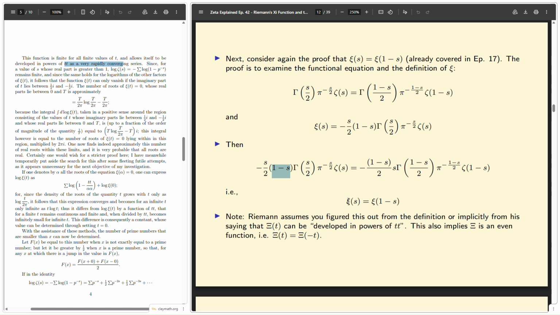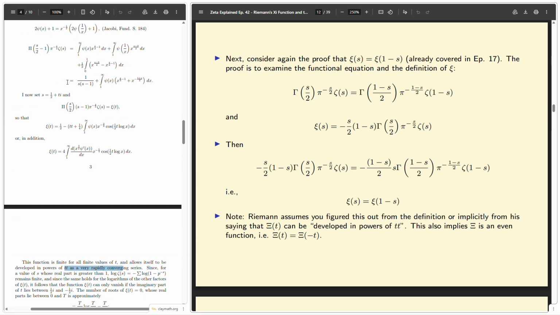Riemann either assumes you already know this because you're good at math and you already figured this out from what he wrote before, or implicitly from when he said that this capital C function can be developed in powers of tt. In particular, if you can write this uppercase C function as a power series only in powers of t squared, so there are no odd terms, only even terms, that implies this is an even function. So therefore, capital C of t is equal to capital C of minus t. But this and this are essentially the same thing.